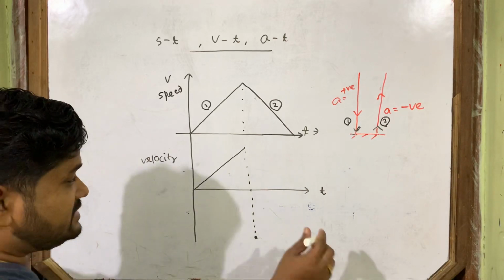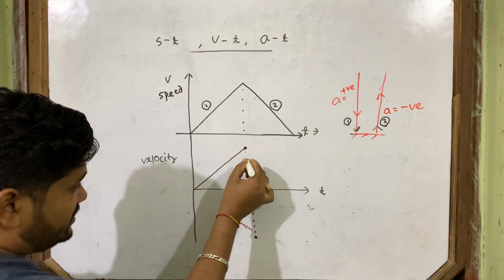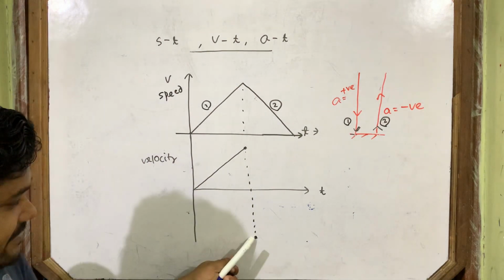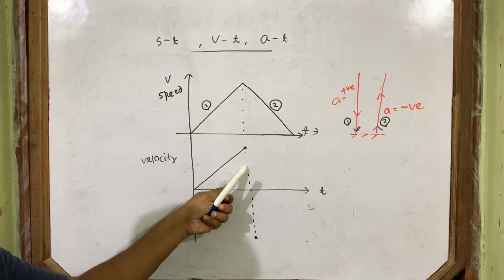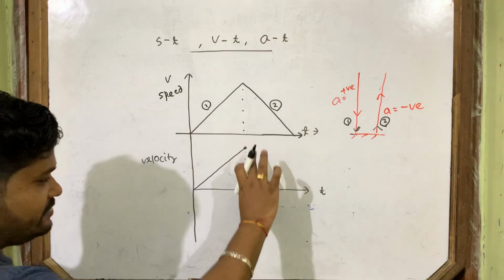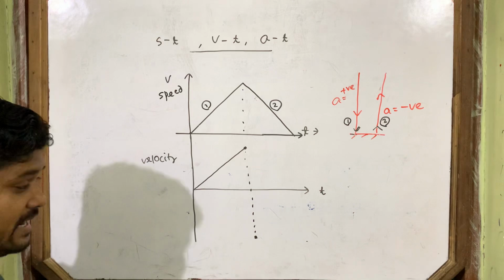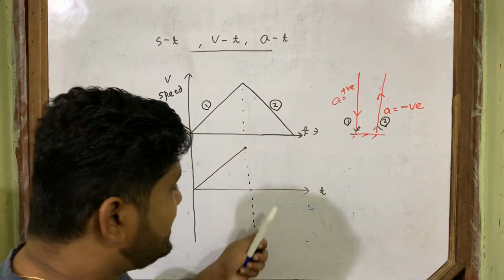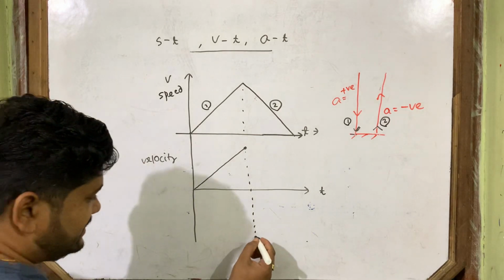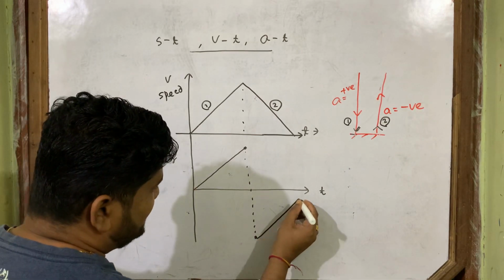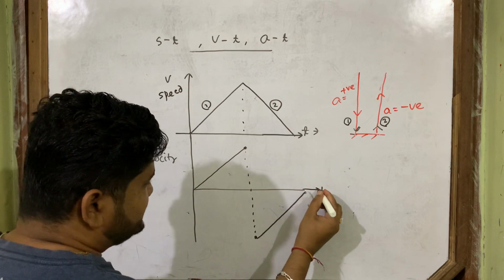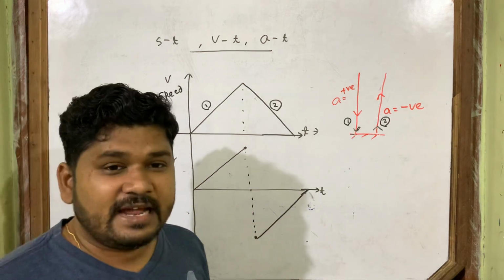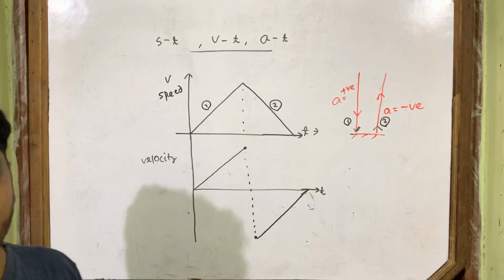Opposite direction means suddenly the graph from this point moves to negative. This is positive velocity, this is negative velocity, but the same value. This length will be the same as this length. This length will be the same as this length. And from that line, now the velocity decreases. Mark this point here. Now the velocity decreases from that line and becomes 0.